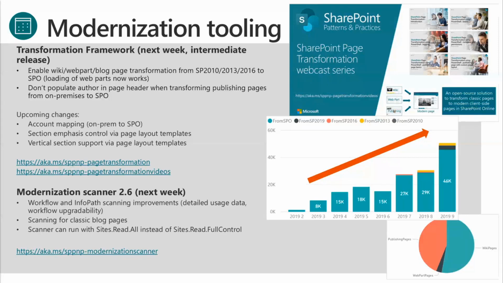Other things is section emphasis control. When you modernize publishing pages, you do so by creating a page layout mapping, which defines the mapping between the classic page layout and a modern page. It will enable you to use emphasis there, like a particular section in a different color. And same, there is vertical section support. So we're trying to keep up with all the cool stuff in modern pages and make them usable for transformations.